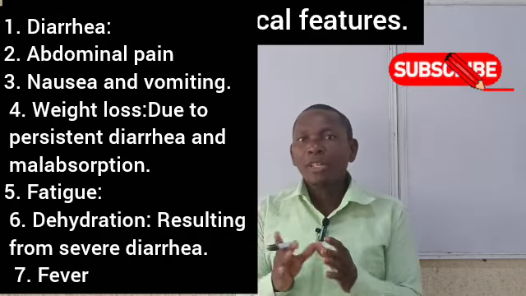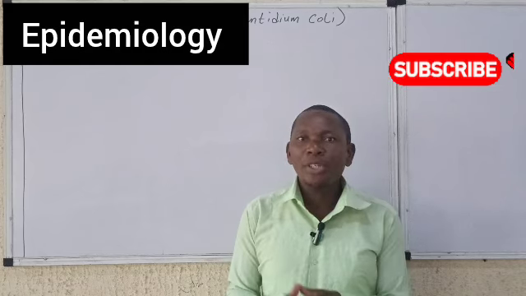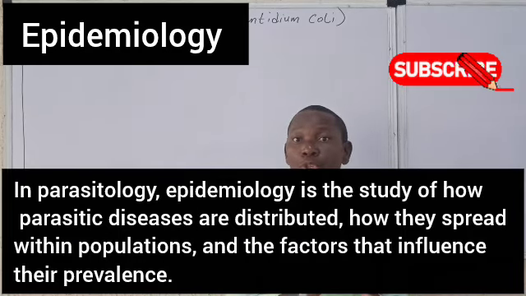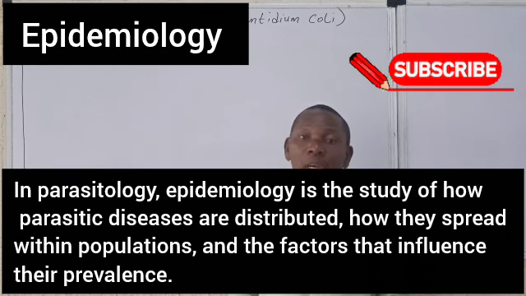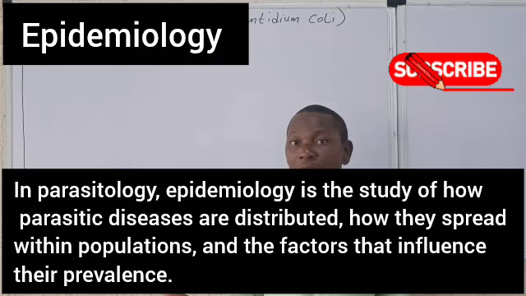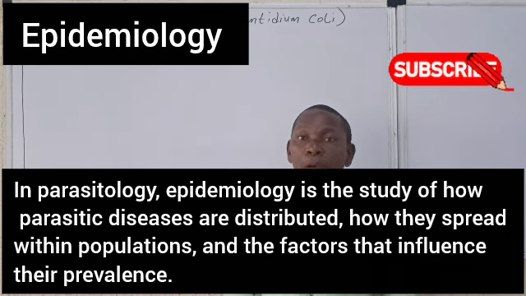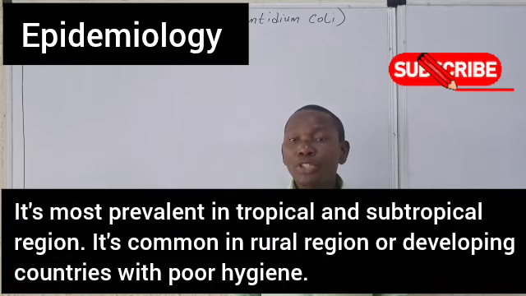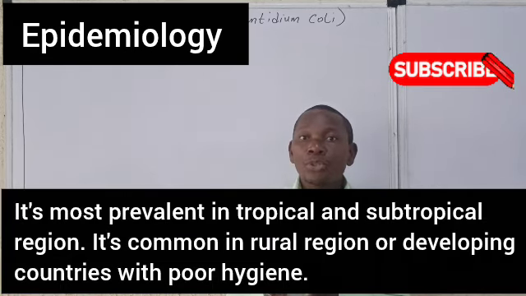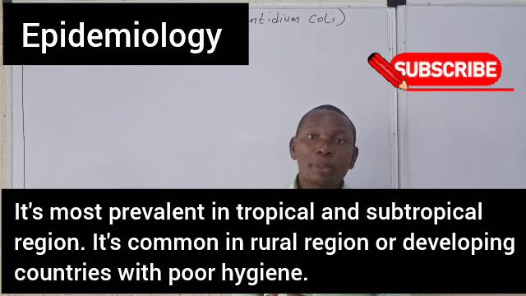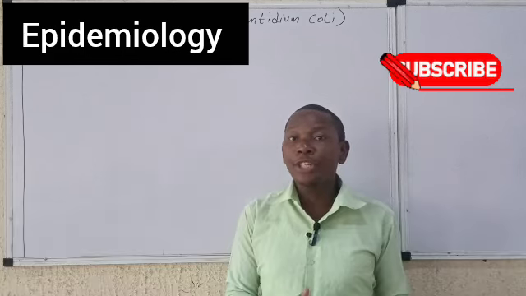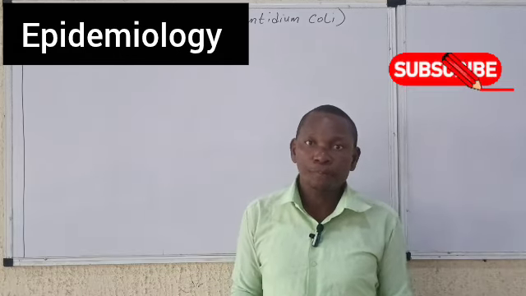Now, let's talk about the epidemiology. When you talk about the epidemiology, you are discussing the geographical distribution of this disease, how it is transmitted, or even the risk factors. Now, take note, Balantidium coli is actually distributed worldwide, but it is most concentrated in the tropical and the subtropical regions, especially in rural regions or in developing nations where hygienic condition is poor.